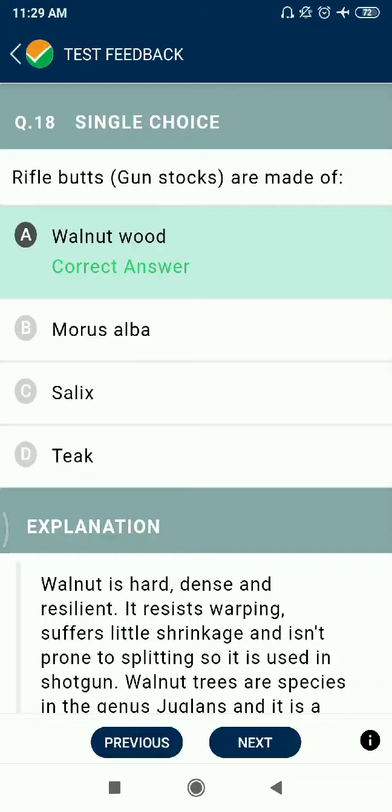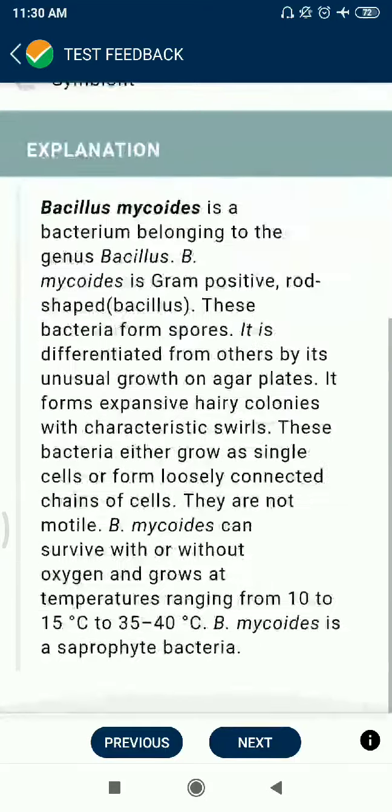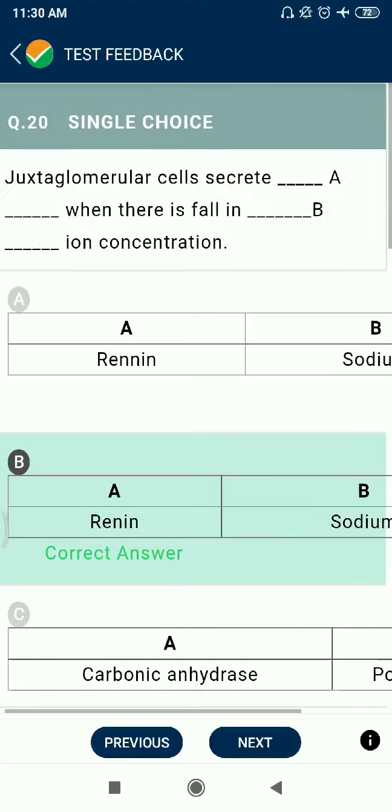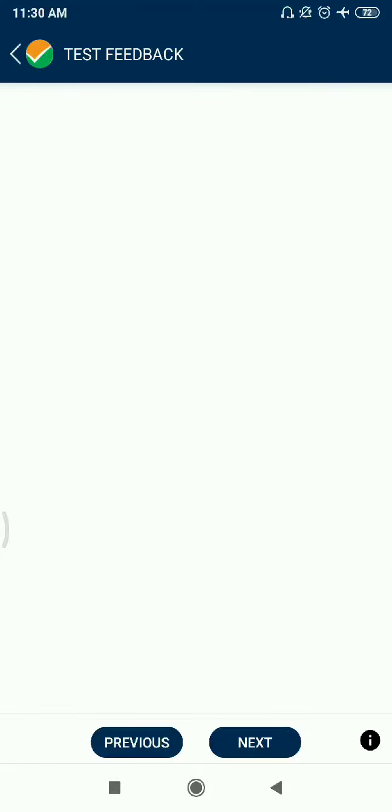Question number 18. Rifle bullets, that is gun stocks, are made of walnut wood. Question number 19. Bacillus mycoides is a saprophyte. Question number 20. Juxtaglomerular cells secrete renin when there is a fall in sodium ion concentration.